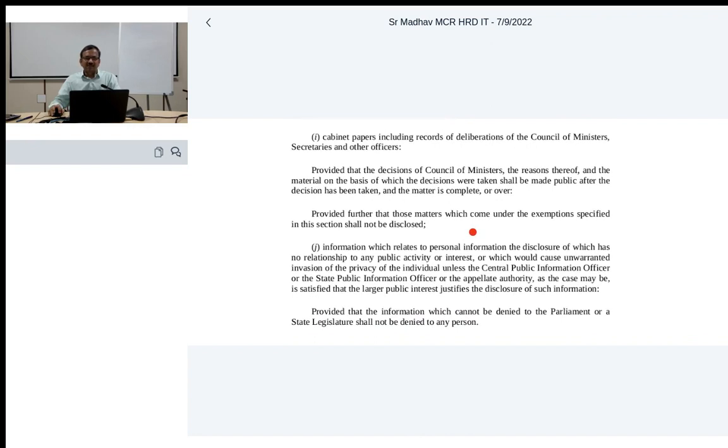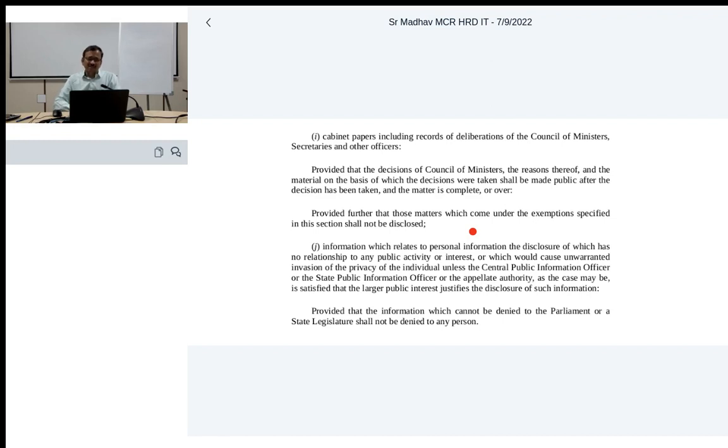And of course, 8.1j is the most frequently used exemption. It has become more relevant now after the judgment of the Supreme Court in Justice K. S. Puttaswamy versus Union of India in 2017, where the Supreme Court held that privacy is a fundamental right. So 8.1j says there are two categories again: information that is personal information, which has no relationship to any public activity or interest, or which would cause unwarranted invasion of privacy of the individual. So if the PIO thinks the information meets these conditions, then information may be withheld.